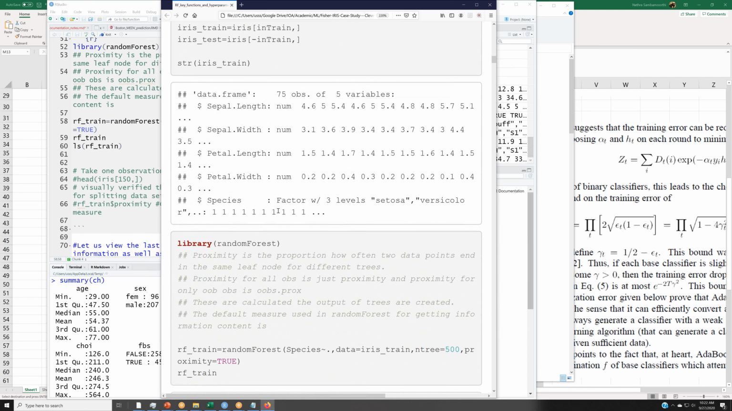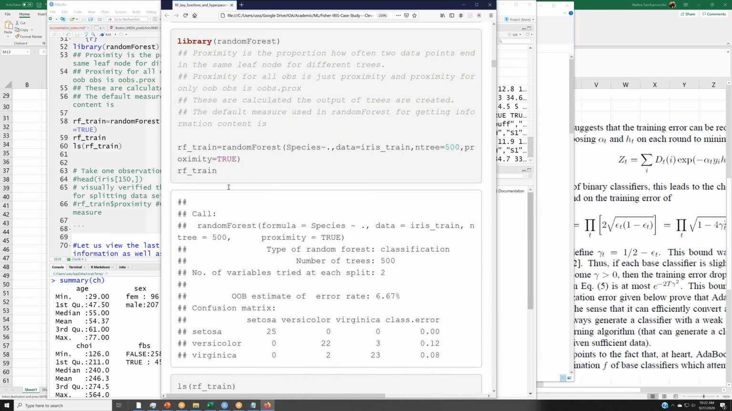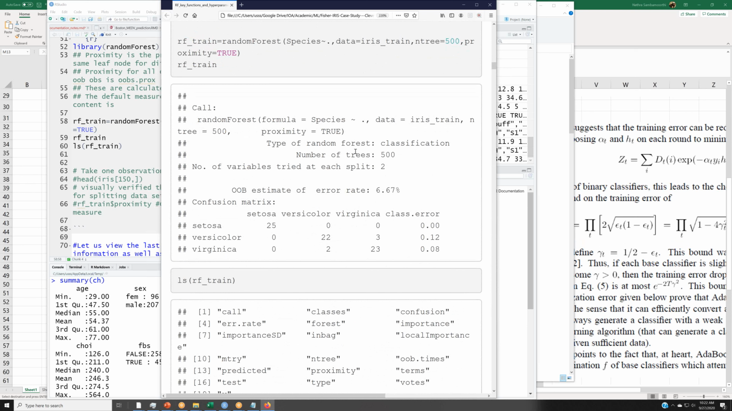Is it enough? Okay. So we run that, and this is the forest that we built. Very important thing, I'm going to tell you something here. It ran this random forest, and it created 500 trees. The number of variables tried at each split is 2.